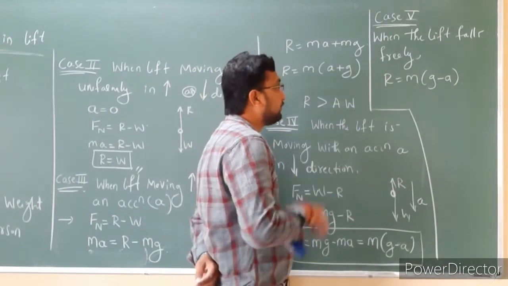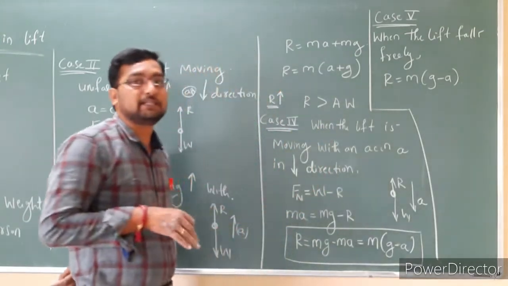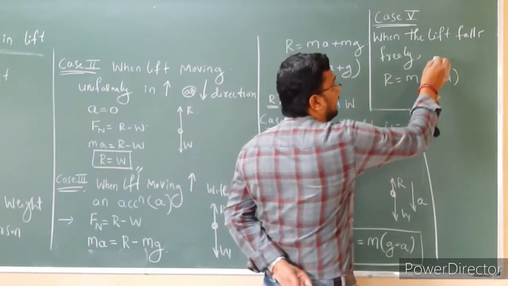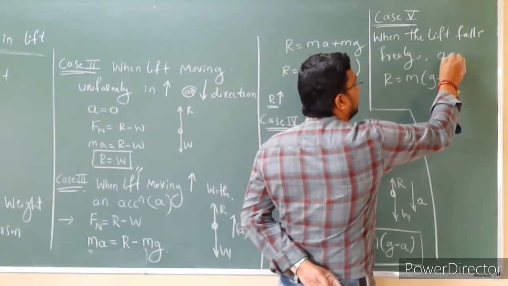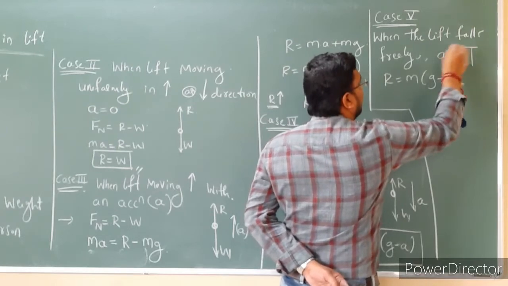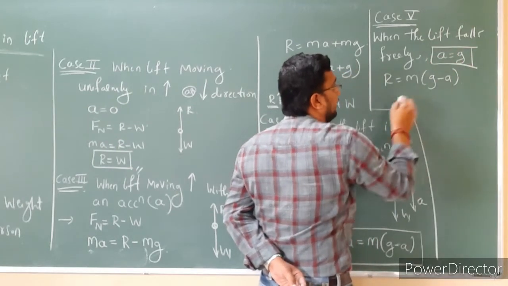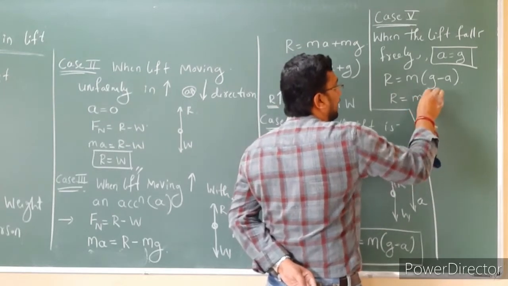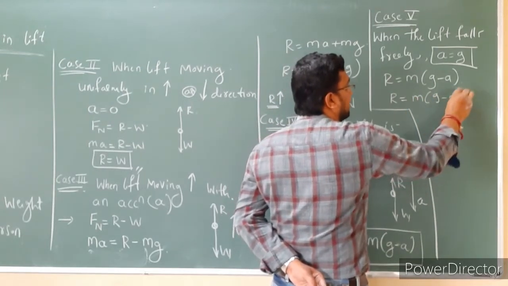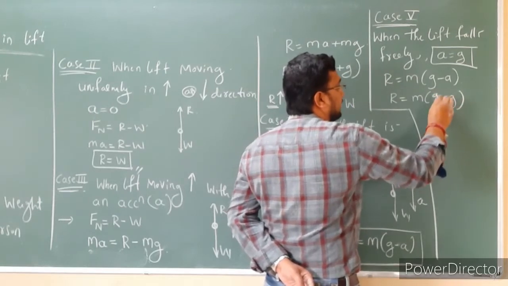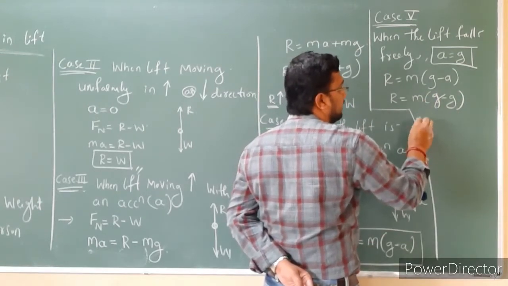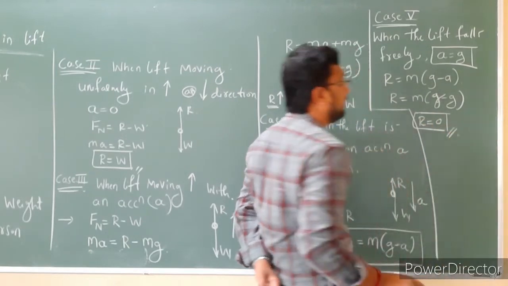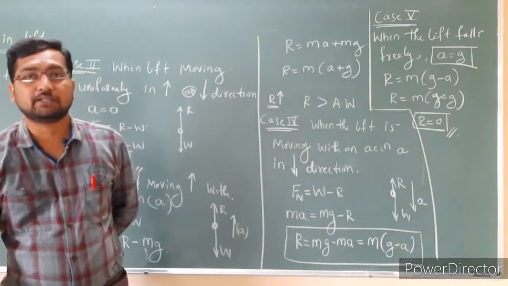If the lift falls freely, the acceleration of that lift becomes the acceleration due to gravity. Then substitute the value here. The normal reaction or apparent weight of the person is equal to m(g minus c). Here g minus g is 0, right? Then the apparent weight of the person is 0.